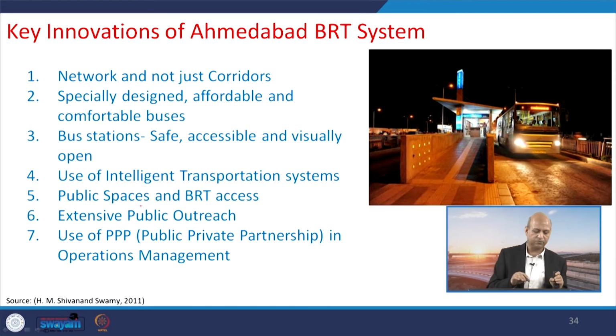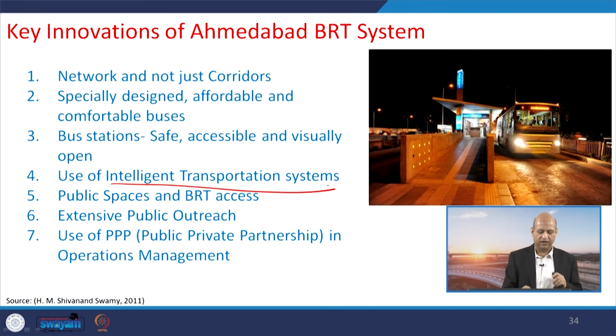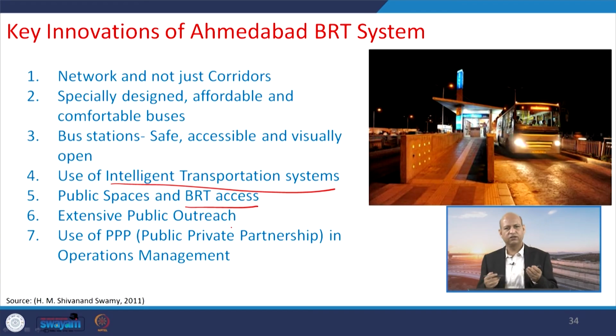Then those stations were safe and visually open, with glass doors etc., which means you feel secure in a public place; nobody can do eve teasing or something like that. Then an intelligent transportation system was also implemented, again with GPS. So you get real-time information exchange, and public spaces and BRTS access are also integrated in a nice way, and a lot of outreach and awareness was done.